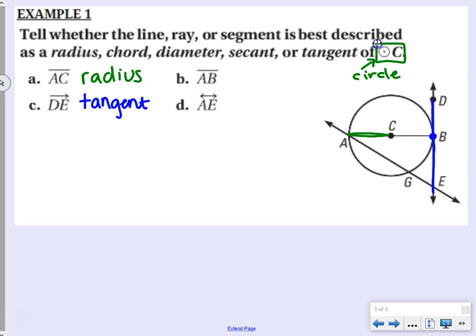AB, right here in red, goes through the center of the circle but touches both sides of the circle, so that is the diameter. And then line AE, we look at that right here, goes through 2 points of the circle, so that would be a secant.